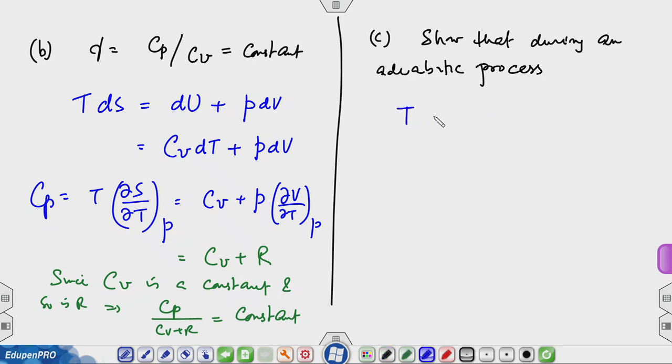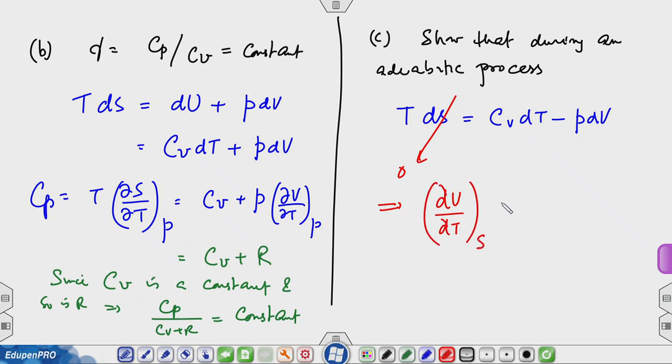What you got to do is use T dS equals Cv dT plus P dV, and for an adiabatic process, this is 0. So what you have is partial dV/dT, for an adiabatic process, is equal to minus Cv over P. Cv is given to be a constant, and P is RT over V minus B. And you integrate this and you can get your answer. So I'm not going to do any further on this.